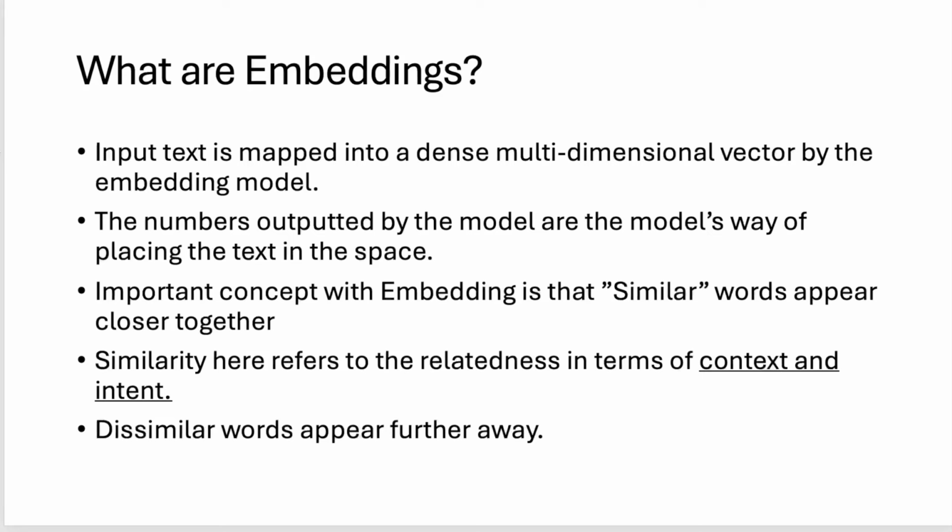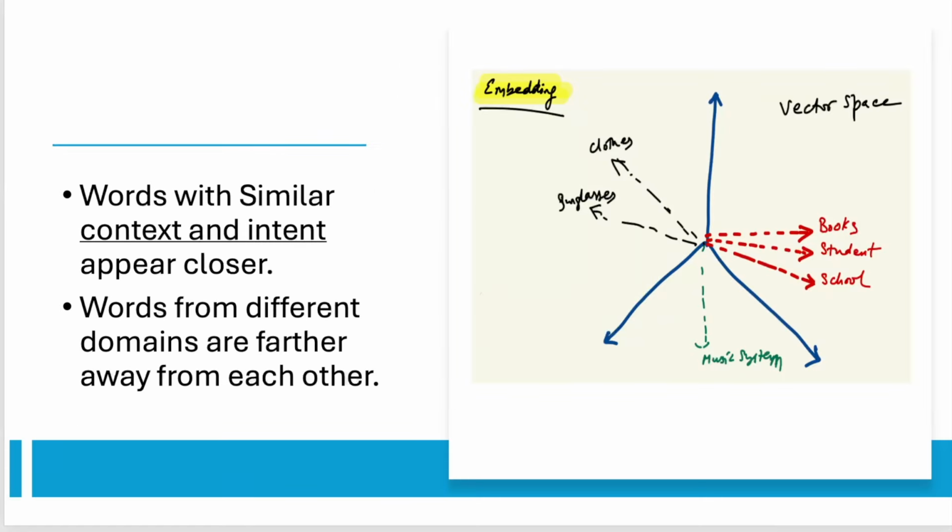Not understand, but the model is built in a way that when it creates those embedding numbers, the numeric representation, it will fall in a place where two similar texts will be very close to each other. That's the job of the embedding model. And if you have dissimilar words, you will see that they appear further away. Now, let's take an example.